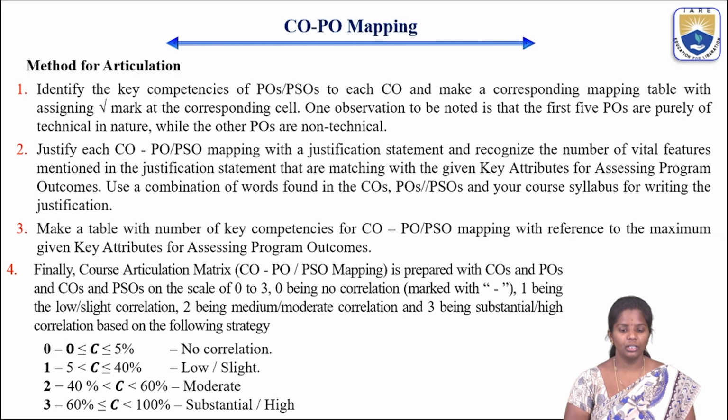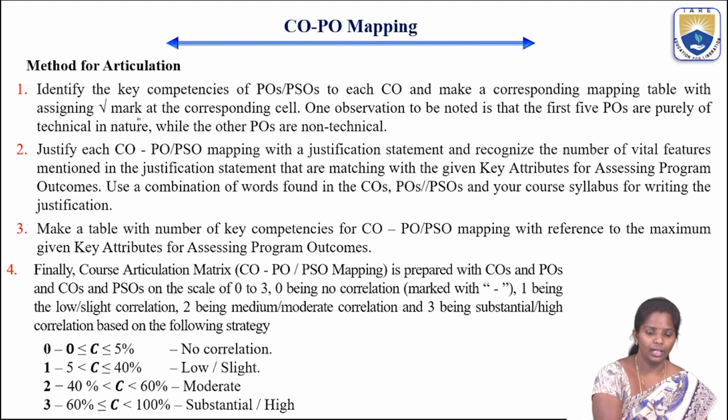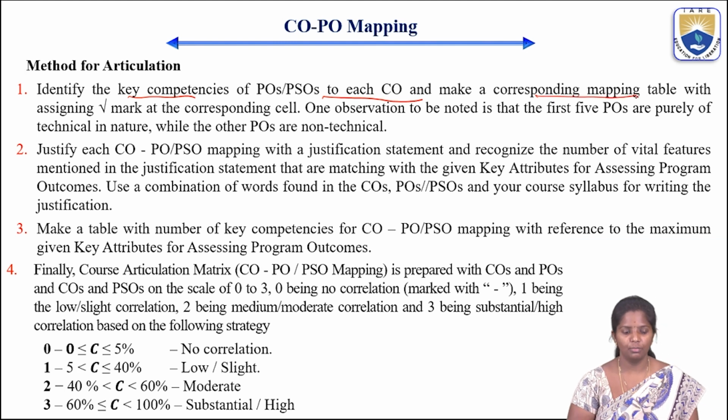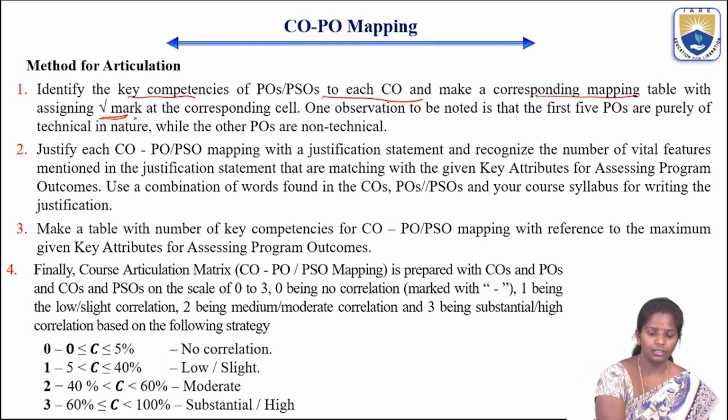So coming to the CO-PO mapping, it is very important to map the course outcomes with the program outcomes, because once the course is completed, the learners will come out with the program outcomes. So identify the key competences of PO, PSO to teach the course outcome. Make a corresponding mapping table with a tick mark.